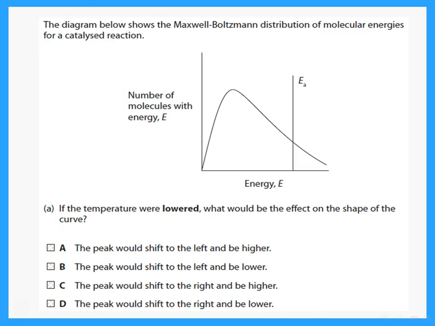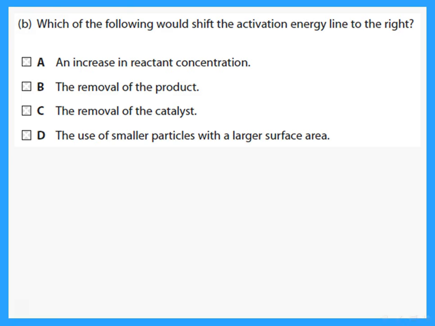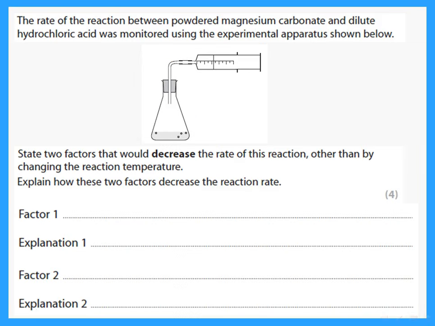The diagram below shows Maxwell-Boltzmann. If the temperature is lower, what would be the effect? Again, if we lower the temperature, then the graph will move to the left and it will be higher. Which of the following would shift the activation energy? Remember that removal of the catalyst would be the one that would affect the position of the activation energy.